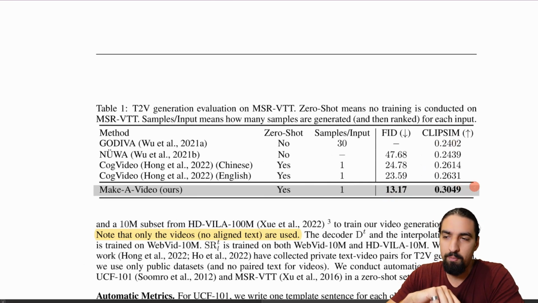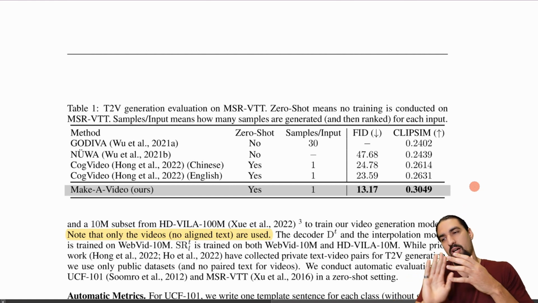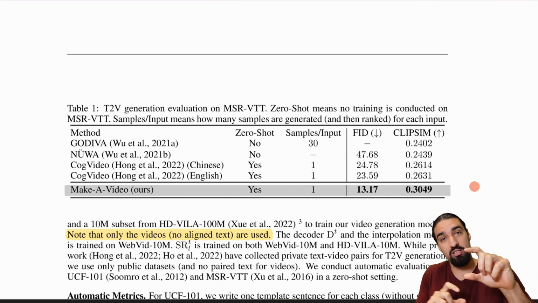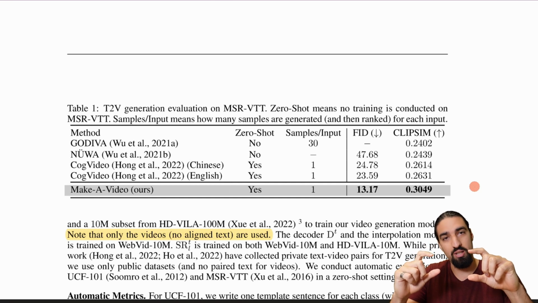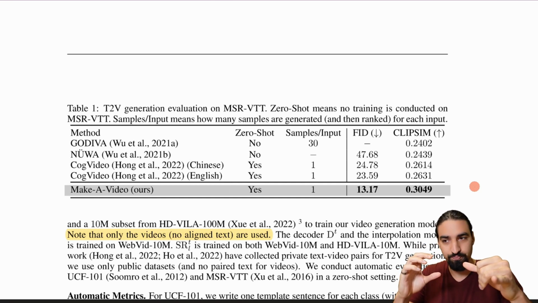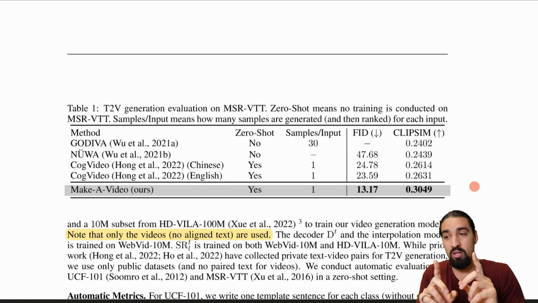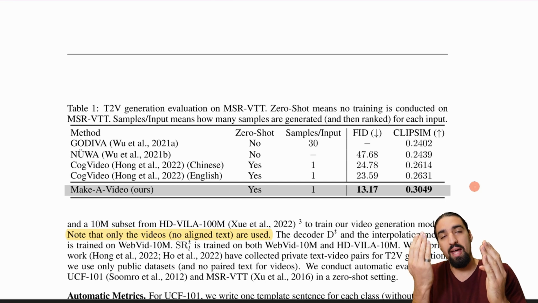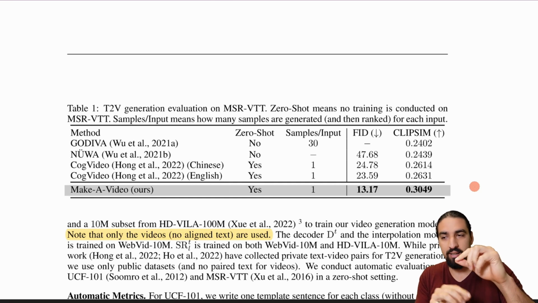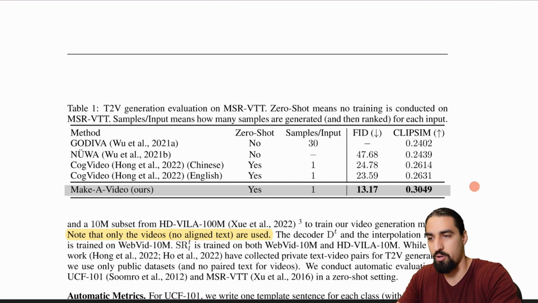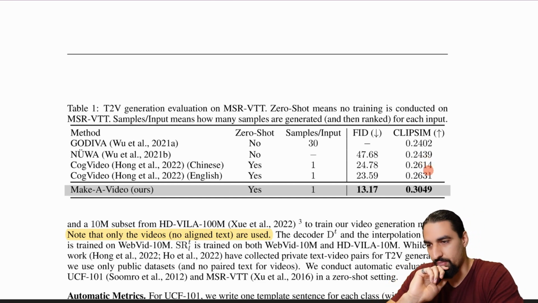CLIPSIM, by the way, works like this: once you generate the video, you take the frames and see how similar each frame is to the input text prompt that was used to generate that video. How you compute the similarity is simply a dot product between the image embedding of the frame and the text embedding of the prompt. Then you average across all of the frames, and that's how you get the CLIPSIM metric. To the best of my knowledge, that's how it works.